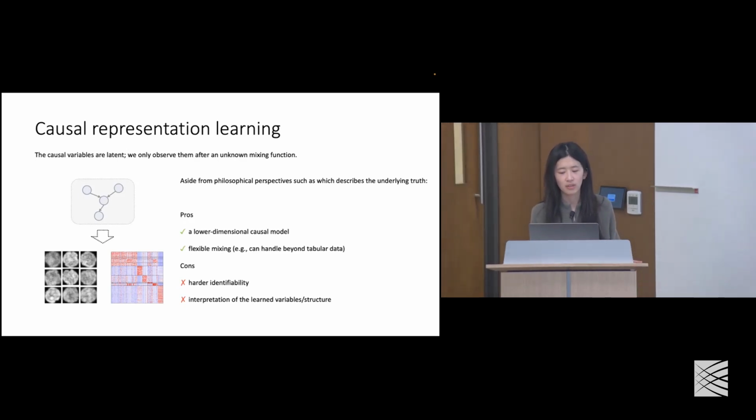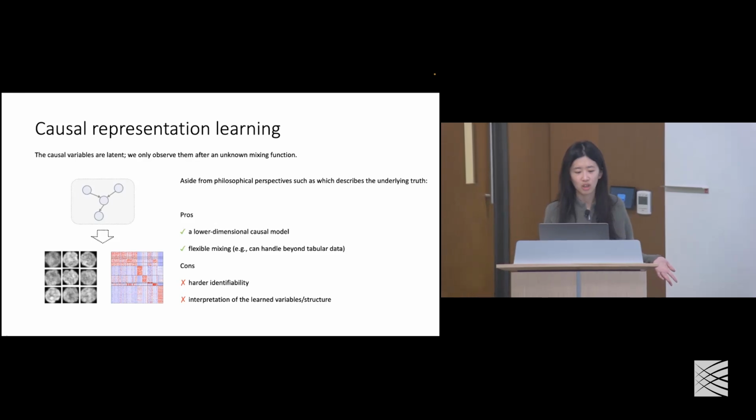I do want to point out that, aside from a philosophical perspective, such as which one of these models actually describes the ground truth, there are some pros and cons of the causal representation learning framework compared to the traditional fully observed setting. Apparently, in this setting you can have a much lower dimensional causal model in the latent space. This, in some sense, might be easier to learn, in the sense that you don't need to learn a network between all of the observed random variables, which can be 20,000 dimensions in the single cell data, for example. Another benefit of this setting is that it can incorporate any flexible mixing.